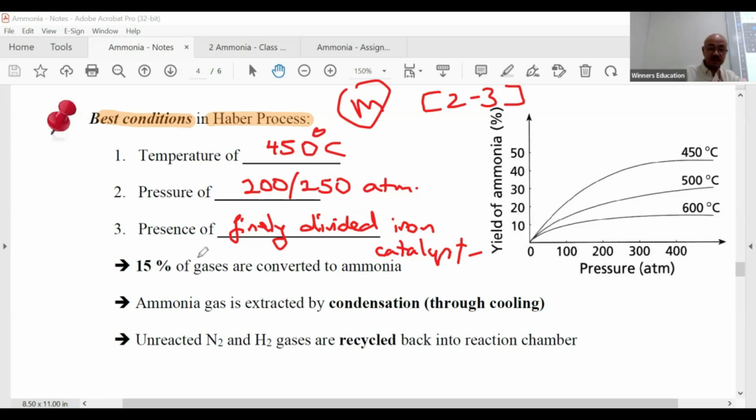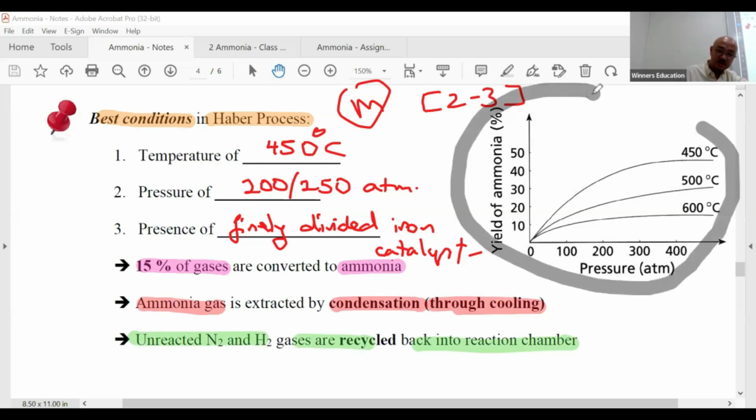Now again, it's a reversible reaction, so the yield won't be 100%. Technically, in the industry, it's only about 15%. I don't think we need to know the number, but we need to appreciate it never hits 100. Again, the ammonia gas is extracted by condensation, which is through cooling. And the unreacted N2 and H2, you recycle them back into the reaction chamber. And this is usually a yield graph that's associated with the Haber process or any industrial process, which will be given and you can play with it.